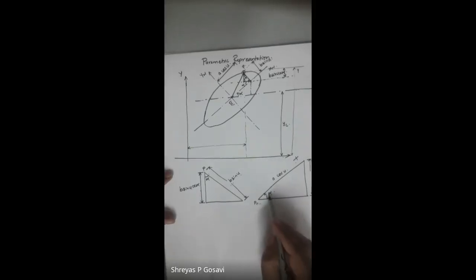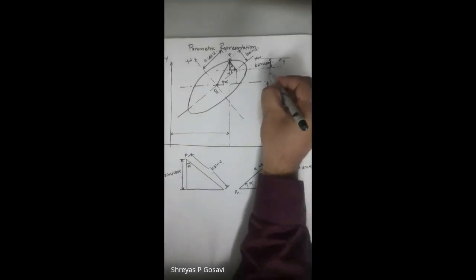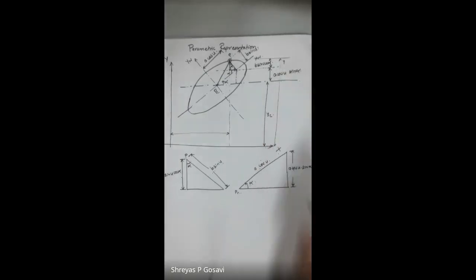So this will be equal to sine of alpha. We know that the sine of alpha is equal to opposite upon hypotenuse. Hence, the opposite side will be equal to sine of alpha multiplied by the hypotenuse. So the distance will be a cos u into sine of alpha. I'll write it over here, a cos u into sine of alpha.